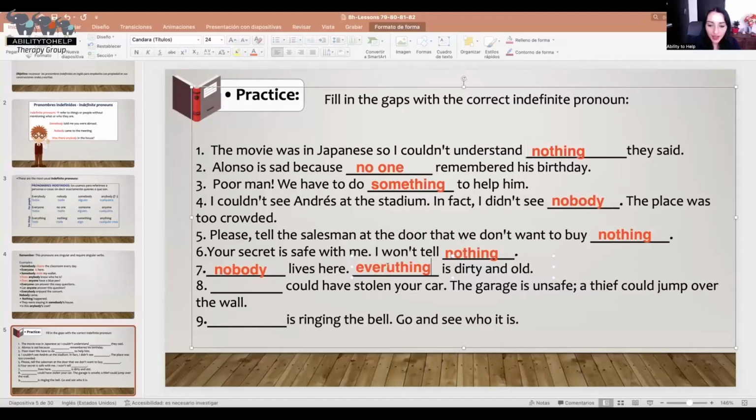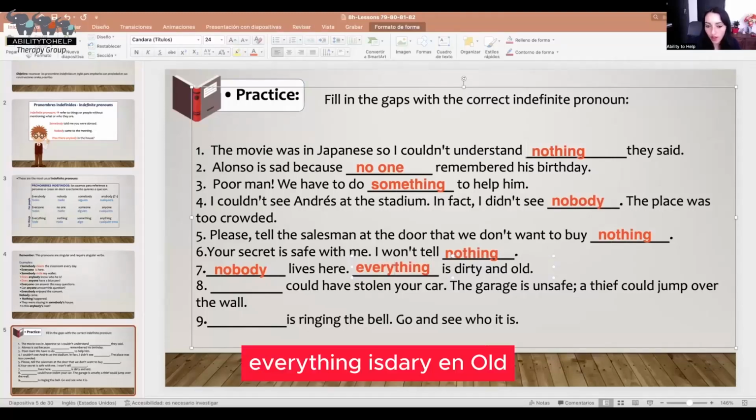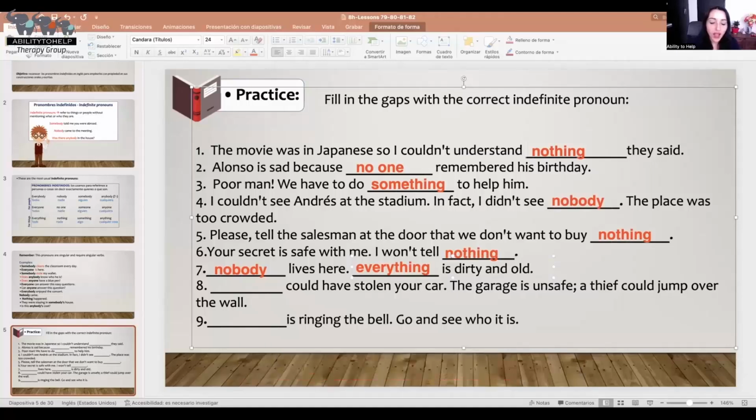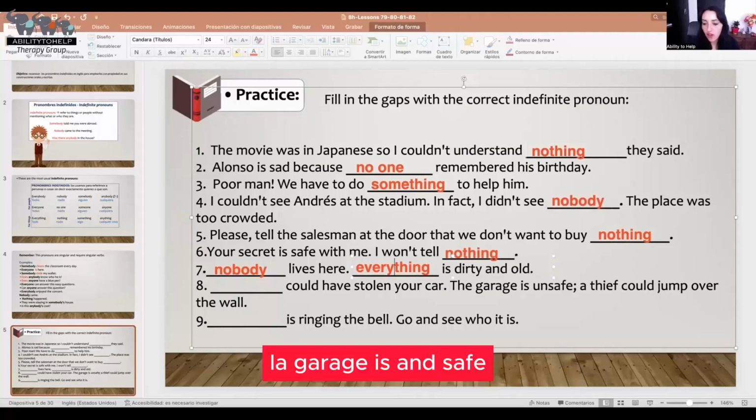Everything is dirty and old. So that's why everything is dirty and old. Someone could have stolen your car. The garage is unsafe. The thief could jump. Here they are talking about a possible person. So you have an idea about this indefinite pronoun.